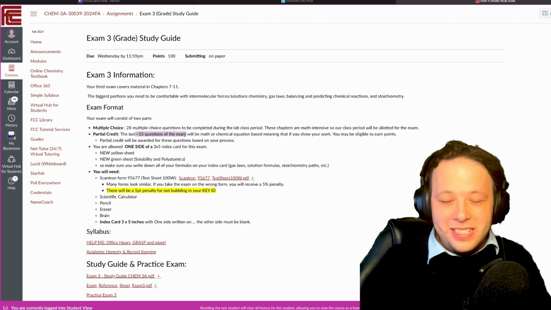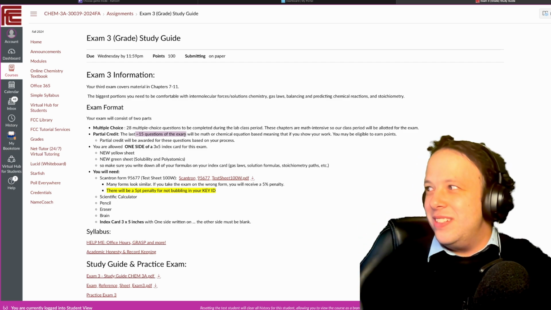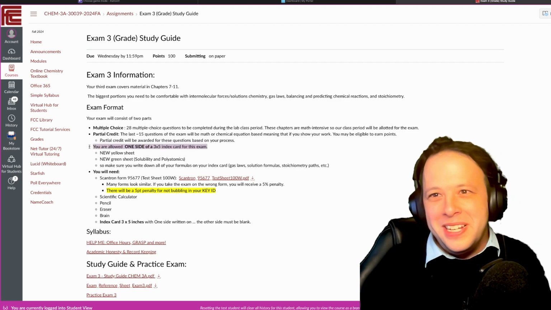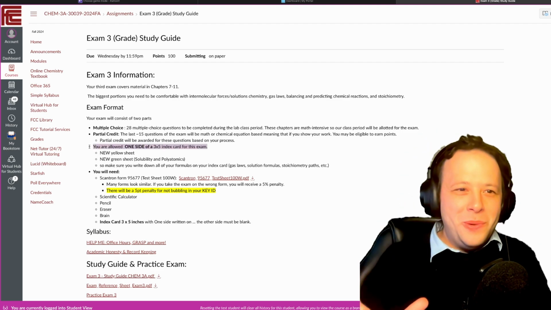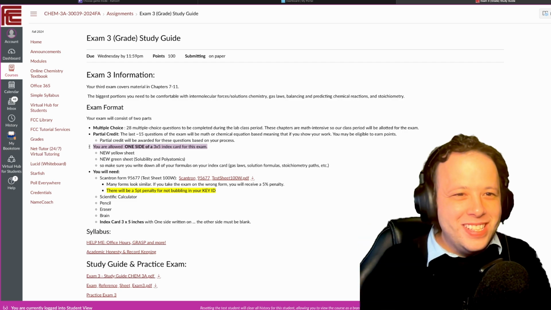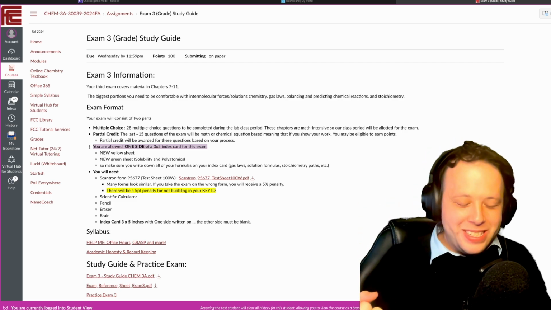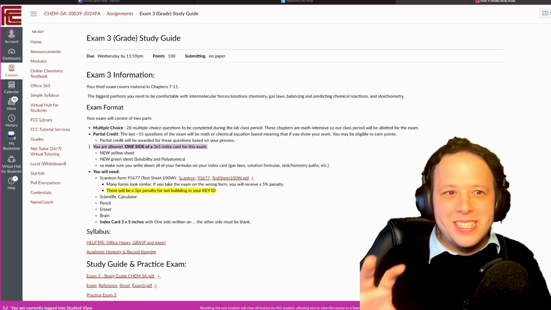So what are you going to be able to get on this test? You do get an index card like last time, but if you didn't notice, and they already got screenshots from some of you, you only get one side of an index card. So yes, this exam you only get one side. Now, why is it that I'm taking away a side?